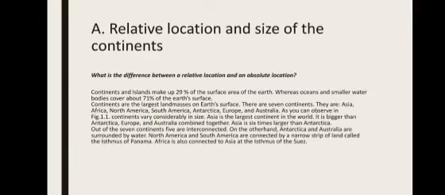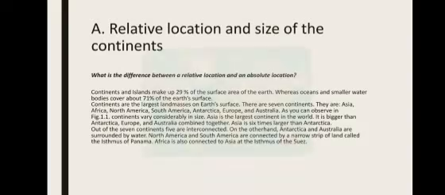I hope so far it has been clear for you. Continents and islands make up 29% of the surface area of the Earth, whereas oceans and smaller water bodies cover about 71% of the Earth's surface. Continents are the largest landmasses on Earth's surface. There are 7 continents. These continents are Asia, Africa, North America, South America, Antarctica, Europe, and Australia.